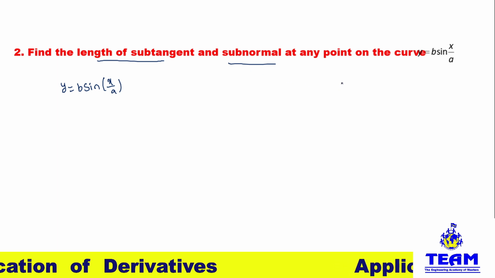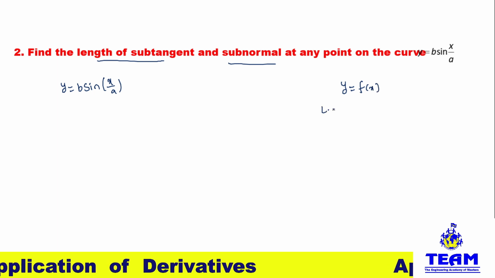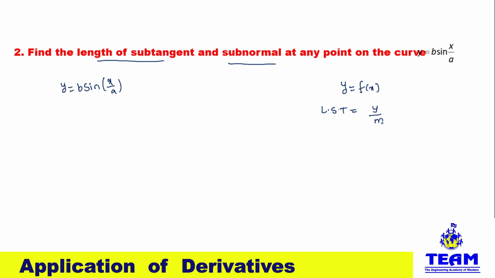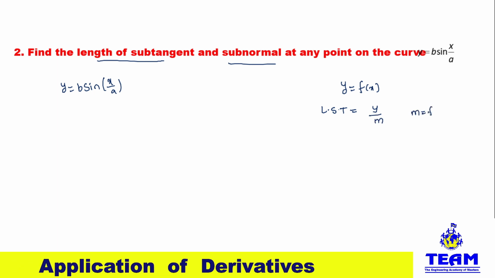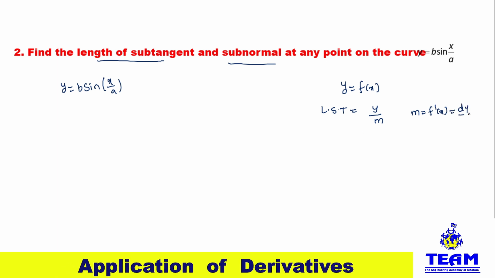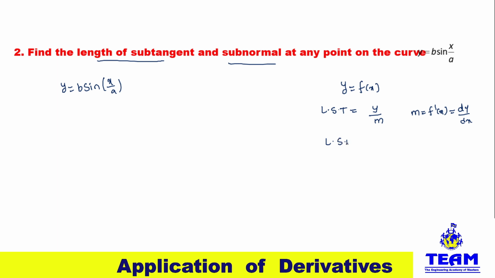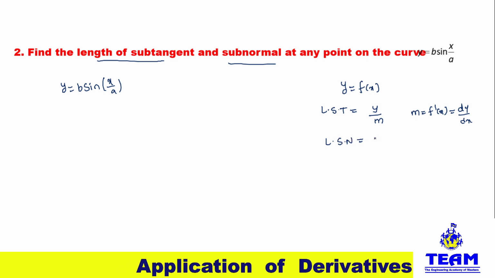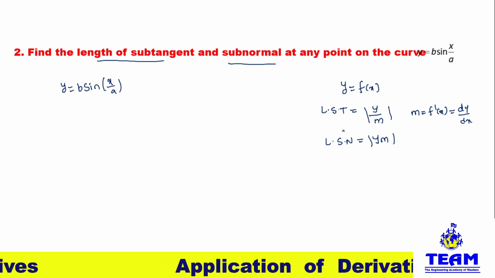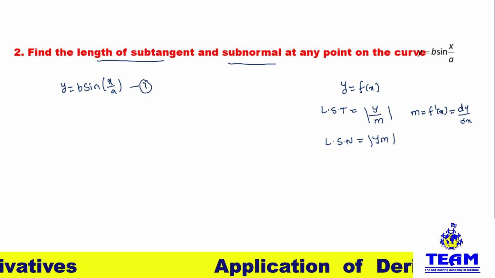Okay friends, if the given curve is in the form of y is equal to f of x, then the length of subtangent formula we have is y by m, where m is the slope, which is equal to f dash of x, or else you can say dy by dx. Both are the same, friends. Next, length of subnormal. The length of subnormal formula we have is y into m. You can take mod, it's not an issue. Okay, so first consider the given curve as equation number 1.